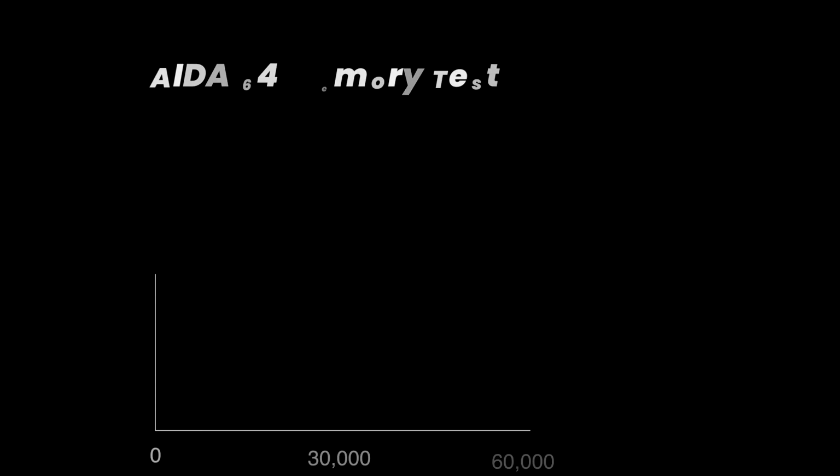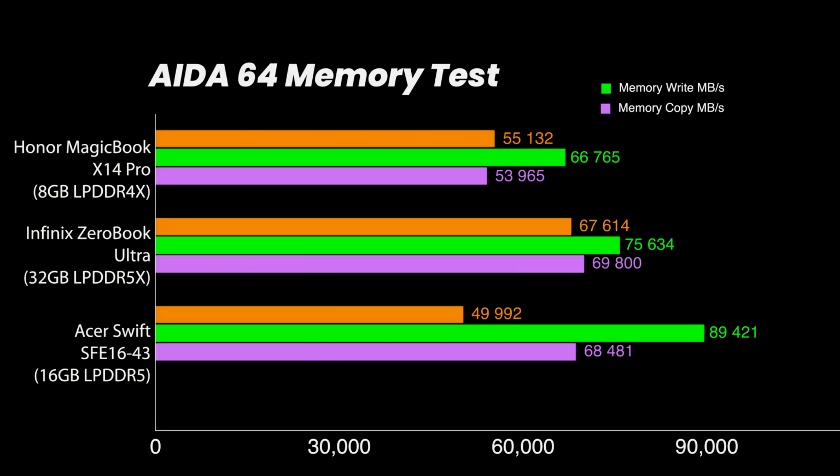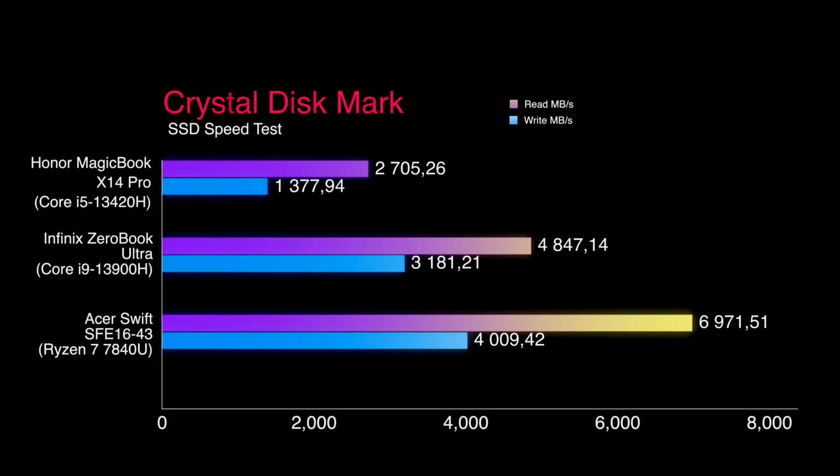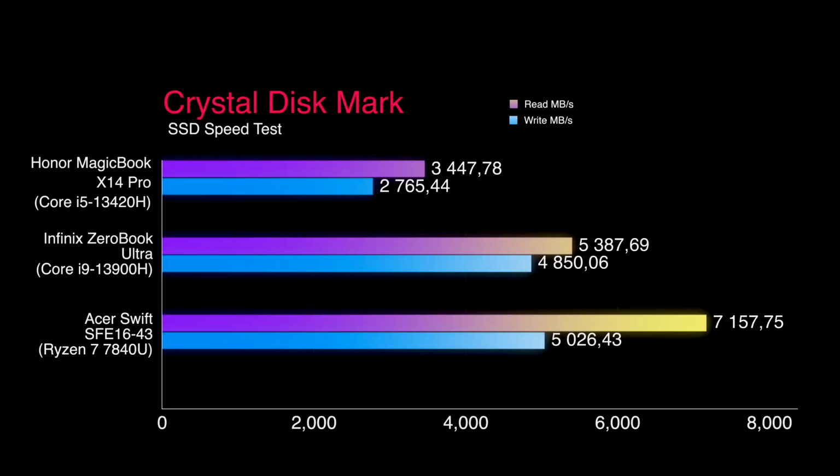Now all that is good, but Honor is still using the LPDDR4X RAM instead of the LPDDR5. I mean the Infinix ZeroBook Ultra, which is now costing less than this for the Core i5 variant, uses LPDDR5X RAM, which is much faster. Also, the Honor MagicBook uses a slower SSD compared to the ZeroBook Ultra as well.